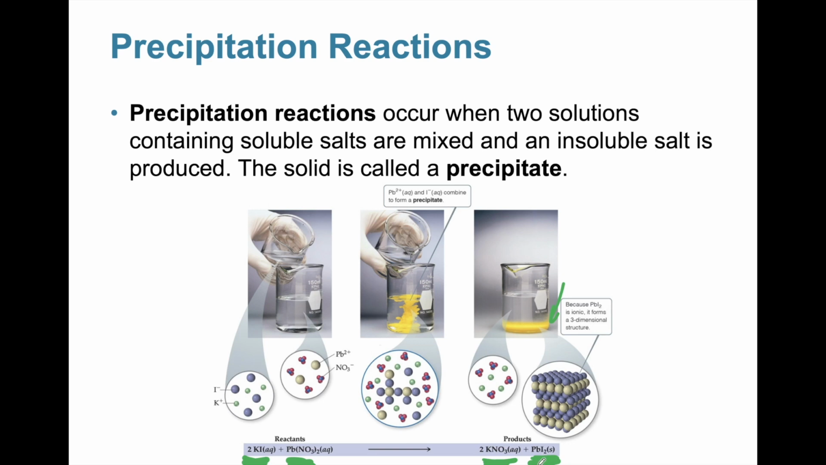And when you do this, you can predict whether one of the products will be insoluble or precipitate. Because when you switch them, you get these products, right? And you can look up in the chart to see.